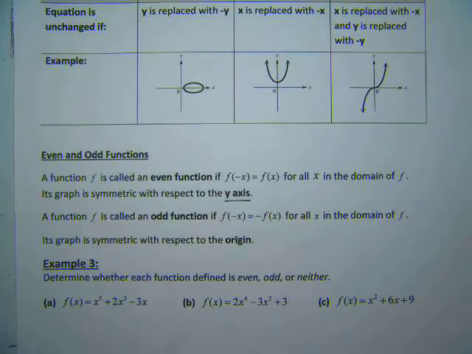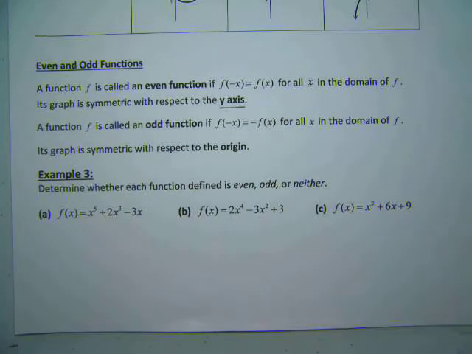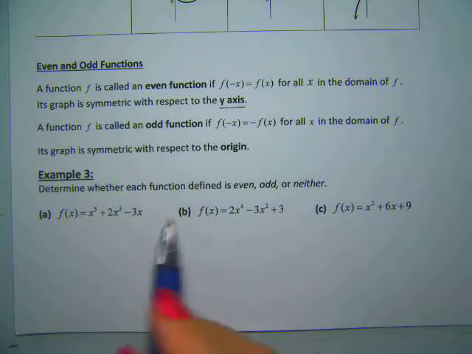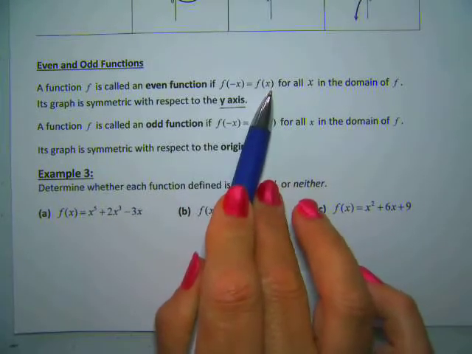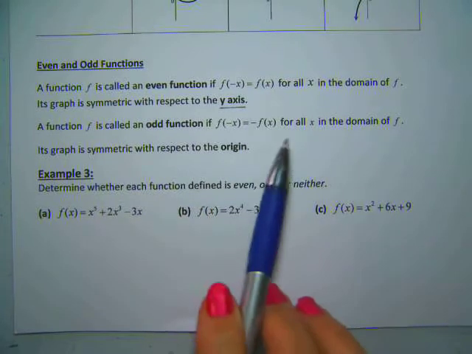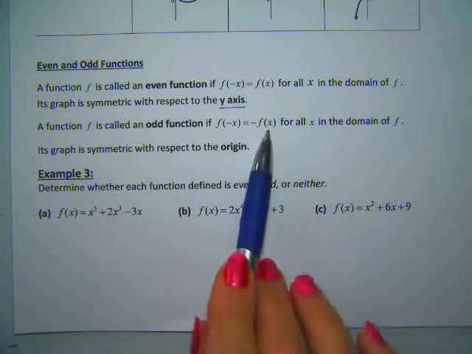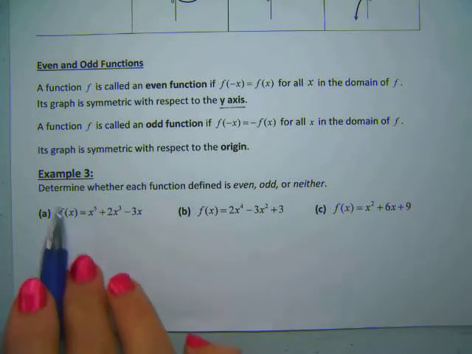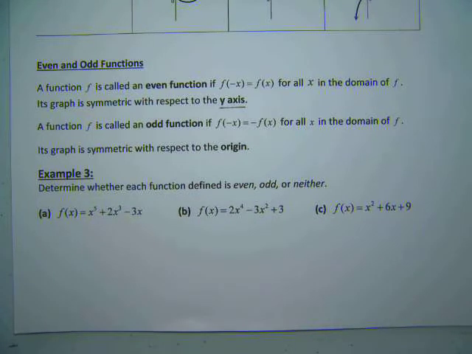So let us see how easy it is to do these examples of odd and even. Again, you have to show the work. All you need to do is find f of negative x. If it's equal to the original function, it's even. If it's equal to the opposite of the original, it's odd. If it's not this or that, it's neither. So we need to determine whether each function defined is even, odd, or neither, showing the work.